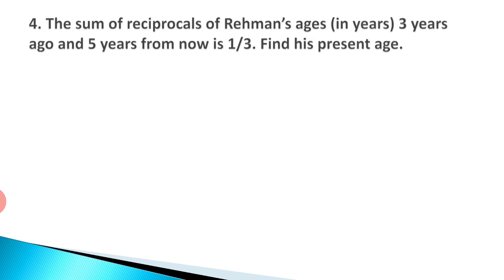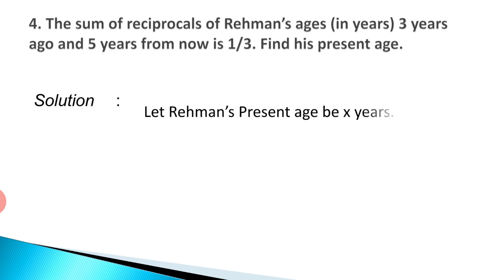the sum of reciprocals of Rahman's age 3 years ago and 5 years from now is 1 by 3. Find his present age. So what we need to find out? Rahman's present age. So let us assume Rahman's present age be x years. Now 3 years ago, and that too reciprocal. Is it okay? And 5 years from now, again reciprocal.